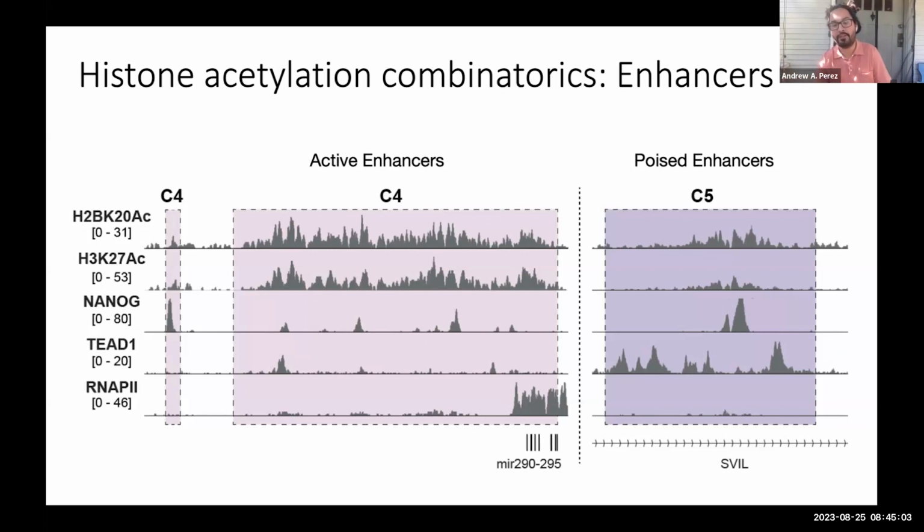And then we look at C5 in another region where we have, again, these poised enhancers. But we also see this TEAD1 enrichment, and TEAD1 is associated with cardiomyocyte differentiation and development. And since the heart is one of the first things to grow in an organism, it makes sense that the cells will want to be poised for differentiation to cardiomyocytes.